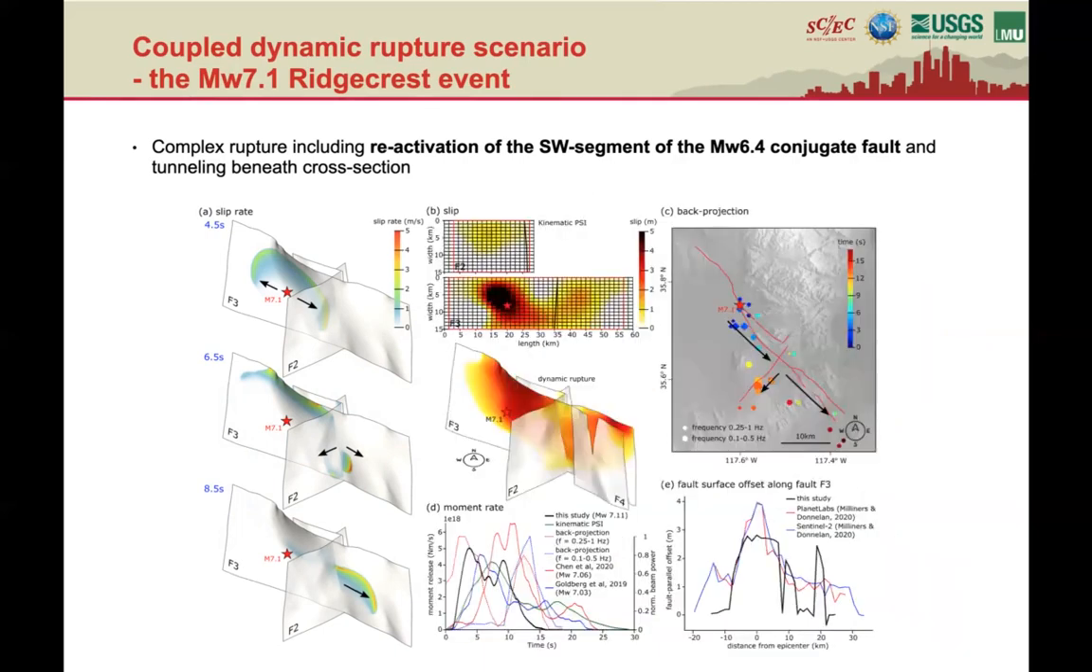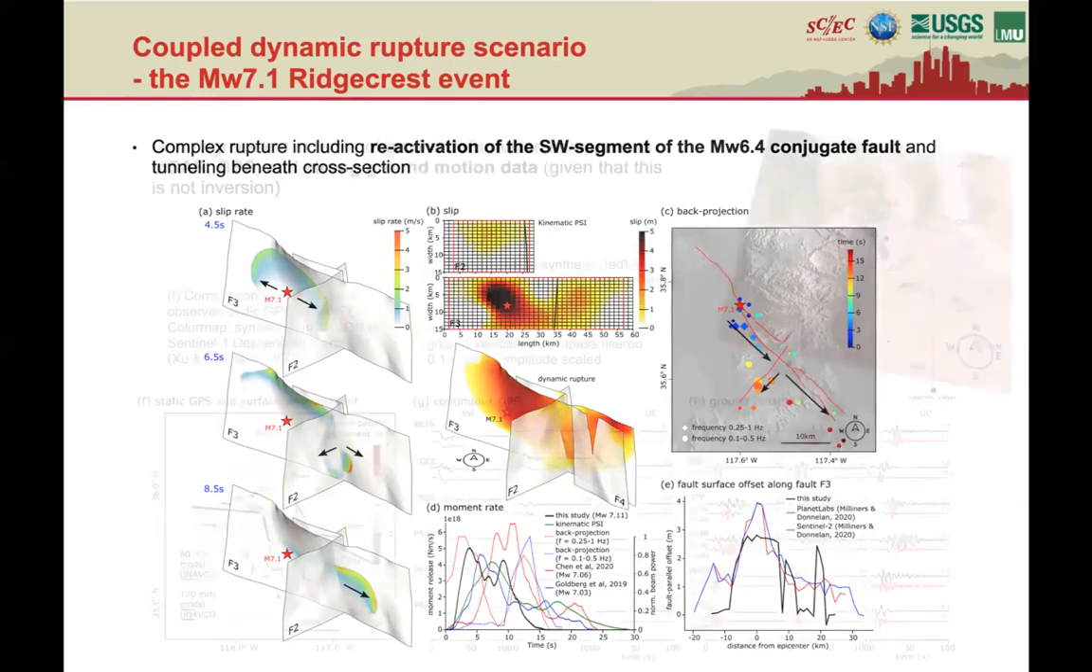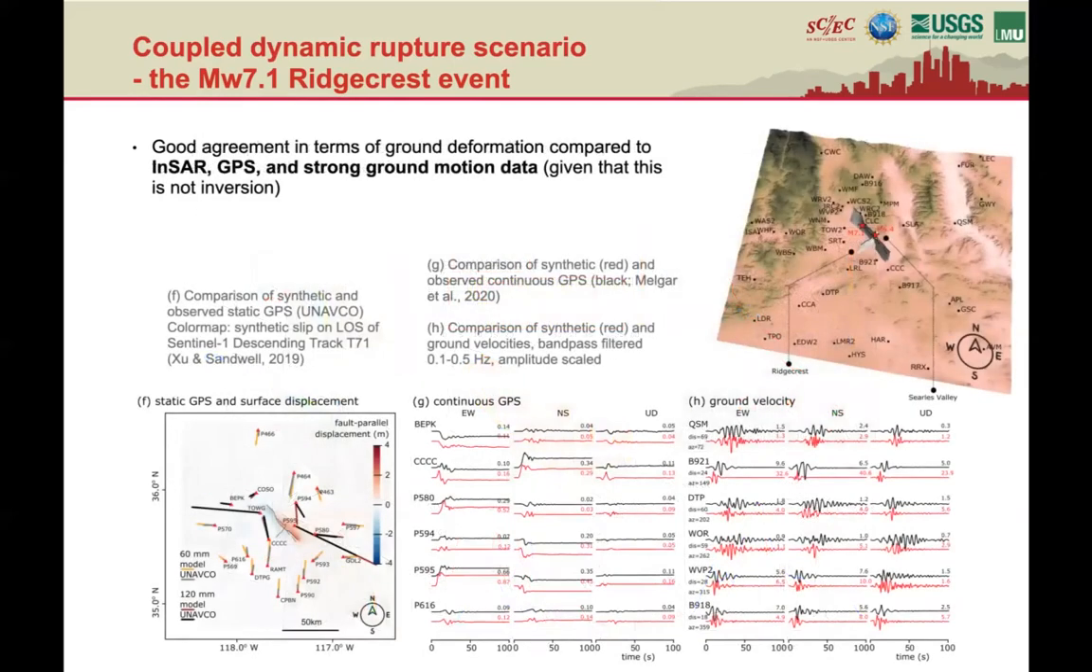We can see the final slip of the 7.1 event and compare with the kinematic inversion. We can compare moment rate, the fault surface offset, and back projection result. One important fact is that our average rupture speed is 2.5 km per second, faster than most published kinematic models, ranging from 1 to 2 km per second. We think that we are missing the fault zone that would be slowing down the rupture here. However, we still have a good agreement compared with the static GPS, continuous GPS, and ground velocity.